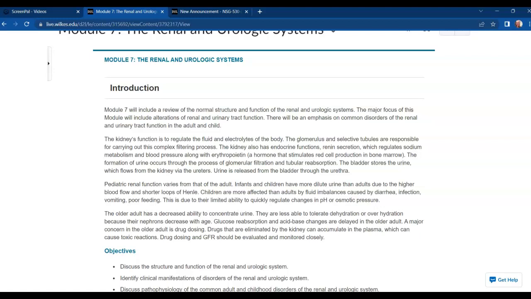For example, let's use salt. Salt's an easy one. Where salt goes, water goes. So if your body doesn't have enough salt in it, the kidneys sense that, they retain more salt, which retains more fluid. Okay, and there are other processes to retain the fluid. If salt is excreted, salt will leave the system.